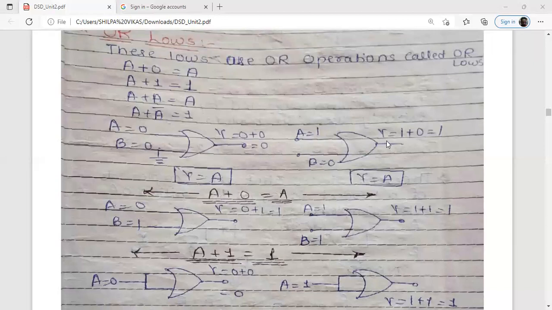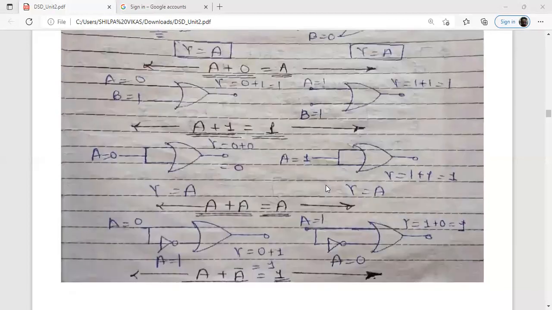And the second time, if one input is 0, the output is equal to the other input. 1 plus 0 is equal to 1. So for both variations we are getting the same output, so the first law is proved. In the same way, according to the first law, we can prove the other OR laws.